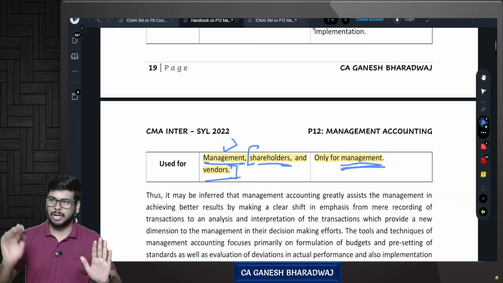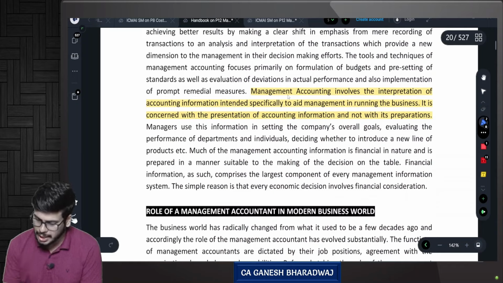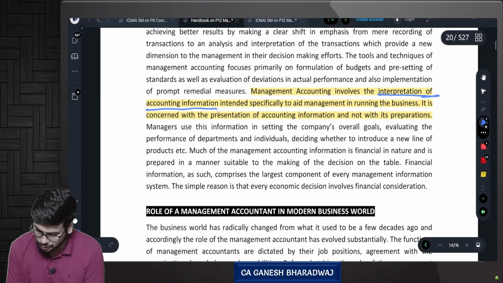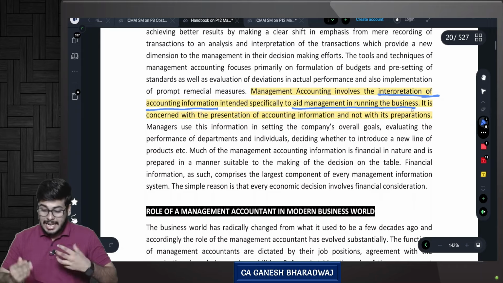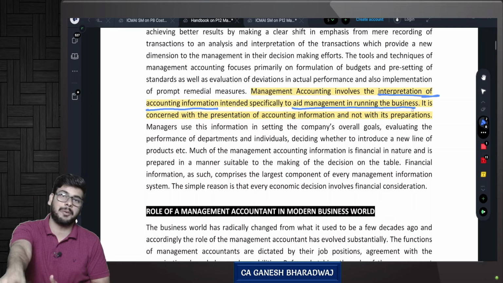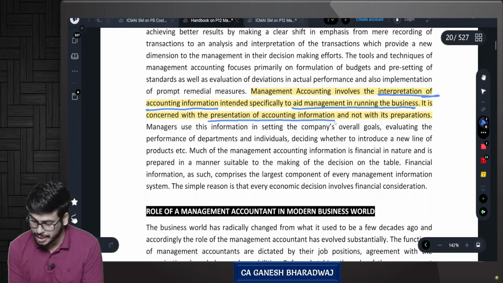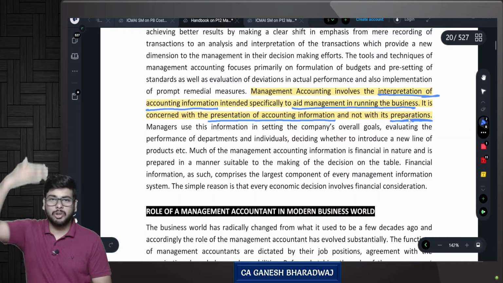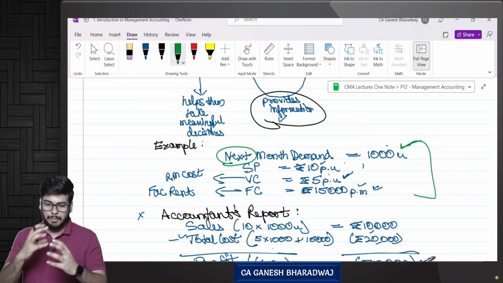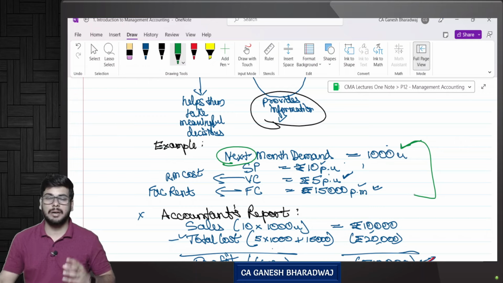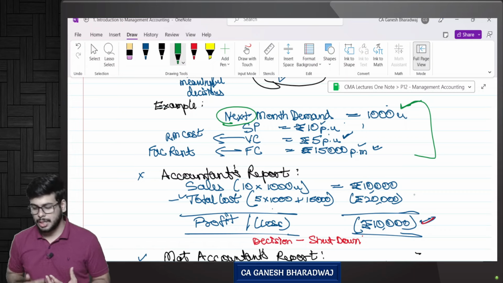So the difference between financial accounting and management accounting, and the difference between cost accounting and management accounting, we have seen till now. Clear? So management accounting involves the interpretation of accounting information intended specifically to aid the management in running the business. This is exactly what we said: interpreting the accounting information specifically for the purpose of meaningful decision making. That's called management accounting. It is concerned with presentation of the accounting information and not with its preparation. So here we are not going to prepare the financials. All the data is given for us. The question here is, how do you present it properly in such a way that it helps you take a meaningful decision? And how do you aid the management? Aid means what? Support. How do you support the management in proper decision making?